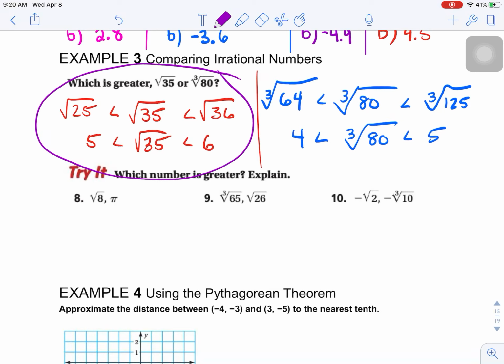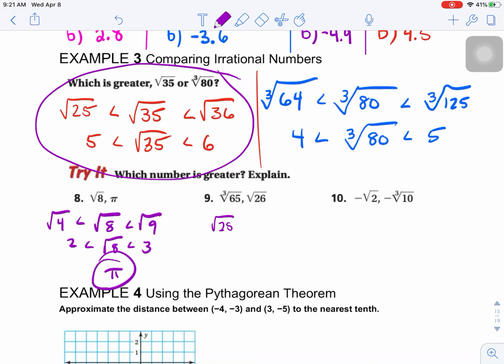So if I am comparing pi and the square root of 8, well, I know pi, so that makes that easy. The square root of 8 is between the square root of 4 and the square root of 9, which means it's between 2 and 3. And I know that pi is 3.14, so pi is greater. Here, the square root of 26 is about 5. The cubed root of 65 is about the cubed root of 64, which is about 4. So the square root of 26 would be bigger.